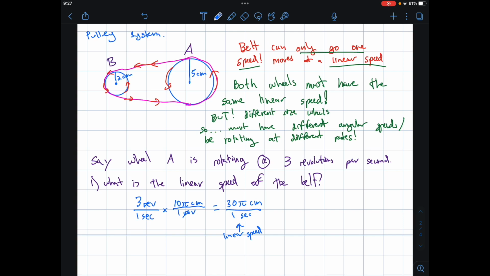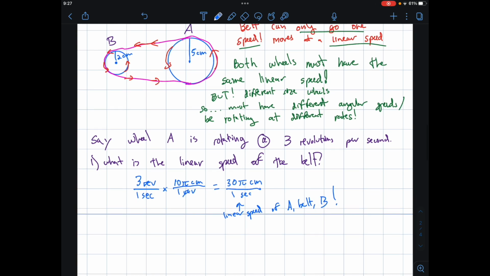It ends up being the linear speed of the belt because the belt is attached to A. And it ends up being the linear speed of B because the belt is attached to B. So it's the linear speed of A, the belt, and B. Okay, so if we know that that's the linear speed of everything, let's say I wanted to ask you, what is the angular speed of wheel B?